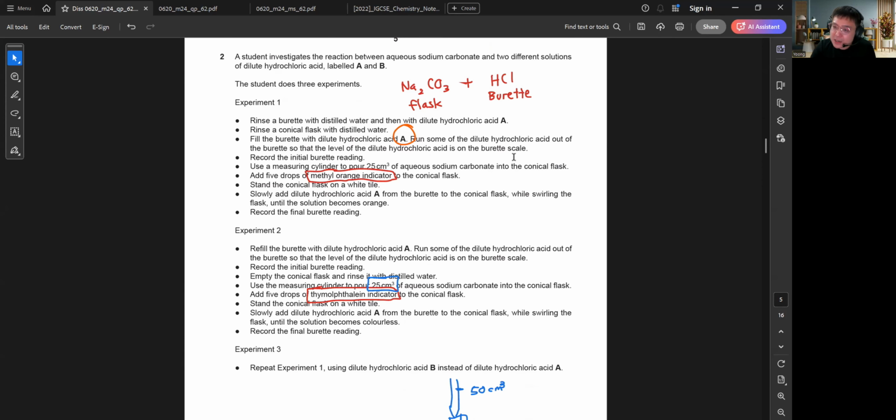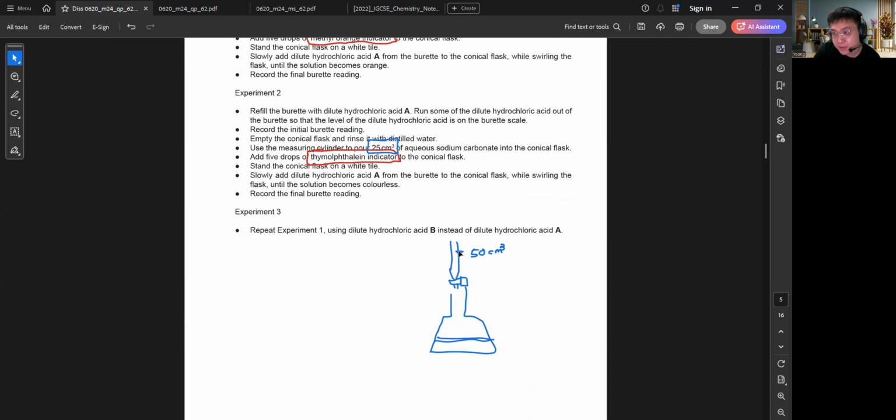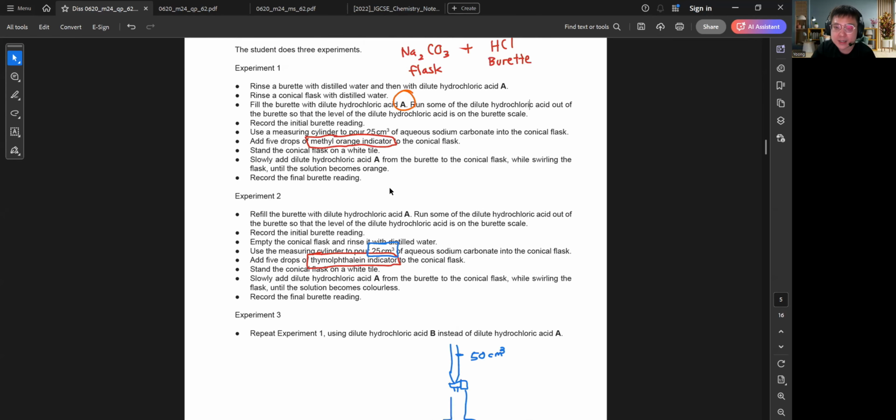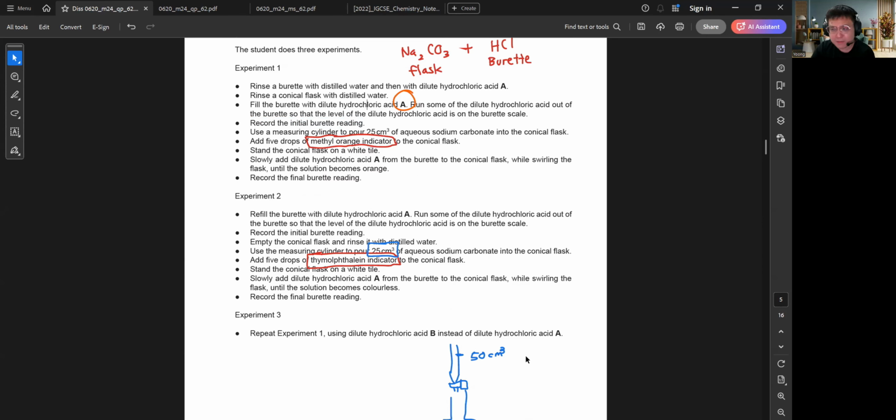Run some of the dilute hydrochloric acid out of the burette so that the level is on the burette scale, because sometimes it starts here. So sometimes we fill it up beyond the 50, that means more than 50. So we want to lower it down until it's exactly 50 or whatever is the maximum on the burette so that our experiment is accurate. Because if our measurement starts from above the 50 and there's no reading on top, we cannot get an accurate measurement. It's not exact. So let's continue reading. Record the initial burette reading, normally 50 cm cube.